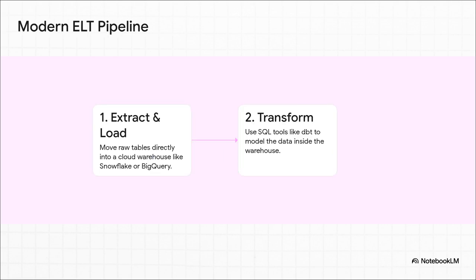Okay, now let's hit rewind and see this with ELT. Here, the company uses a tool to just copy the raw sales and customer tables and dumps them straight into a cloud warehouse like Snowflake or BigQuery. The data's still messy, mind you, but now the magic, the transformation, happens right inside the warehouse. The engineers just run SQL queries to clean, join, and shape that raw data into perfect tables for analytics. The powerful warehouse does all the heavy lifting.